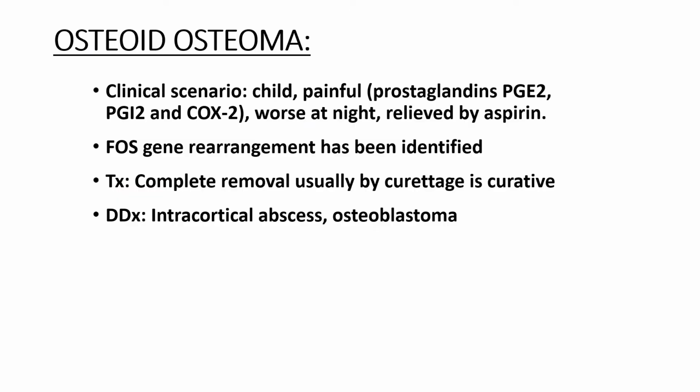The characteristic clinical scenario for osteoid osteoma is a child with a painful bone, worse at night, and relieved by aspirin. Pain is linked to released prostaglandins PGE2, PGI2, and COX2. Recently, FOS gene rearrangement has been described in osteoid osteoma. Surgical removal by curettage is the best therapy, and differential diagnosis would include intracortical abscess and osteoblastoma.